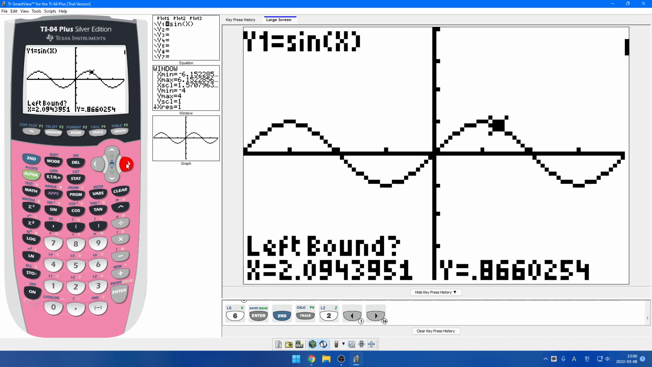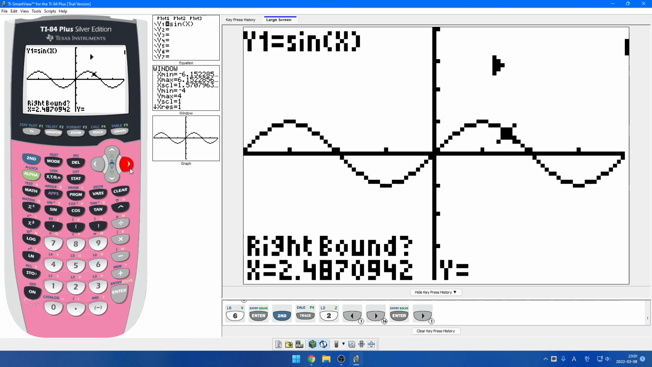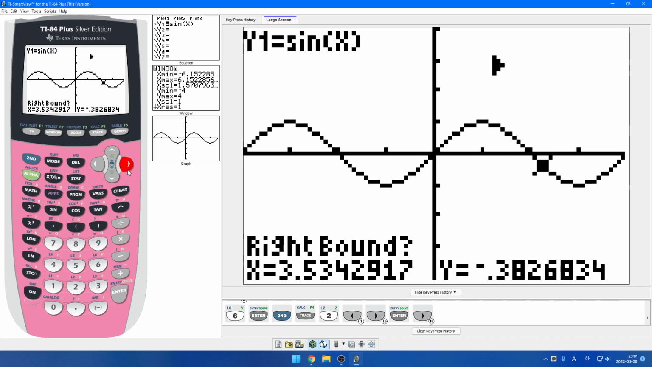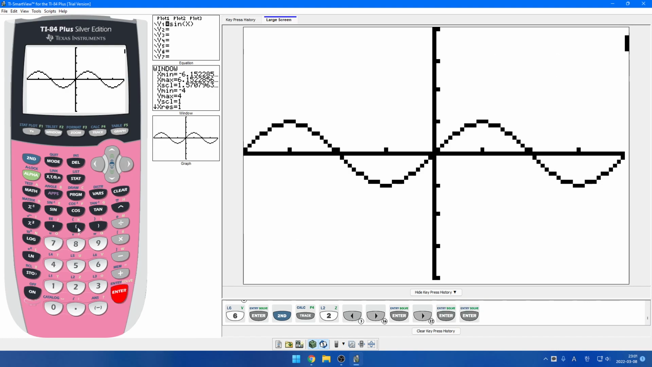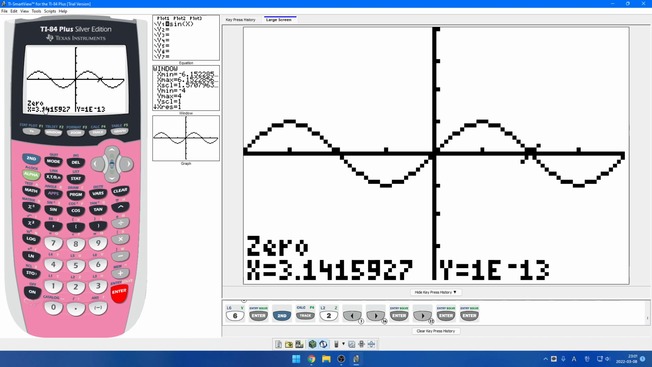It's asking for the left bound, so I want to put my cursor on the left-hand side of the x-intercept that we're looking at. I'm going to put it here, enter, and then scroll more, and now it's asking for the right bound. Stop about here, enter, and then guess, and the calculator tells me that the x-intercept happens at 3.14, which is pi. Sometimes the calculator will produce a y value like 1 times 10 to the power of negative 13, which is basically 0. We know that.